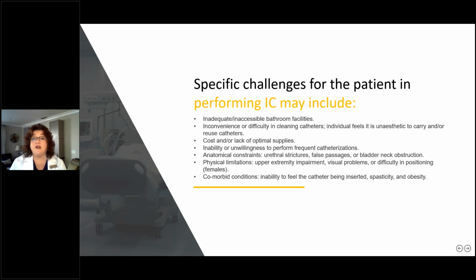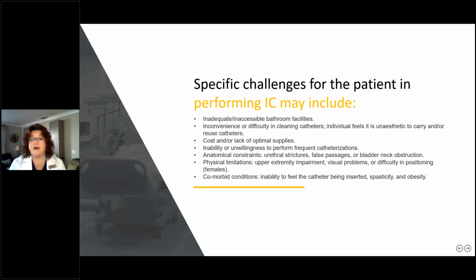Inability or unwillingness to perform frequent catheterization, so they end up getting all kinds of problems from having too much in their bladder. Anatomical constraints, like false passages, bladder neck obstruction, urethral strictures, all of these things can be challenges for them. And then, of course, the physical limitations, difficulty positioning.